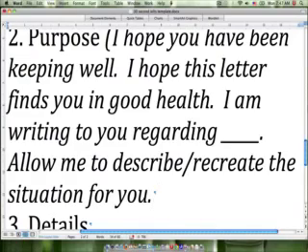So, if you're writing to your friend, you might write something like, "I hope you have been keeping well. I am writing to you regarding your party next week." And then you would go on to the next section, the detail section. However, if you're writing to a company or you're writing to somebody on a more serious matter, you would probably start with, "I am writing to you regarding a problem I had with your product. Allow me to recreate the situation for you." And then you would go on to your detail section.